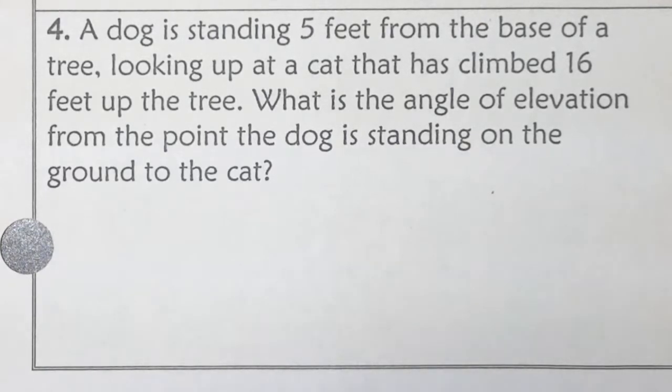The dog is standing 5 feet from the base of the tree, looking up at a gap that is 16 feet up this tree. What is the angle of elevation for the point dog's sticking out of the grass?